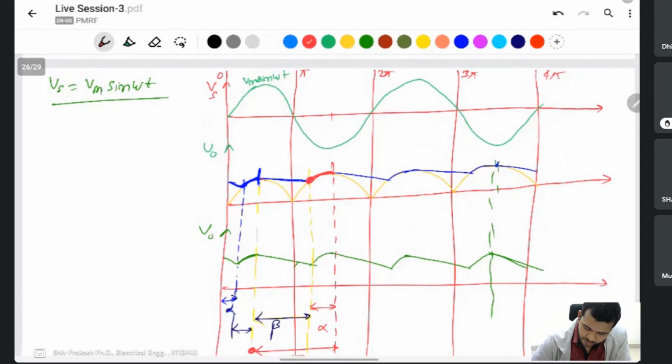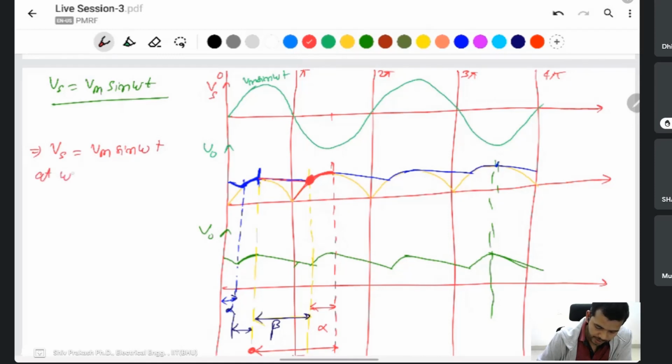And what is the voltage of this one? When the capacitor voltage charges, this one matches this. You can say Vs, this is Vm sin omega t.